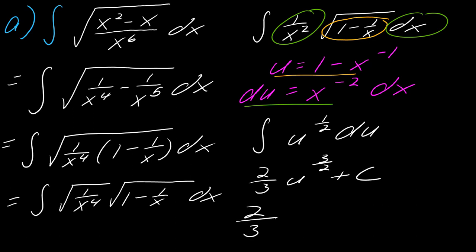And then I get 2/3 times (1 minus 1 over x)^(3/2) plus c, and I'm done. So this one didn't require much manipulation at this point, but we did have to get pretty creative up to this point. And this is, again, something that you just kind of figure out.